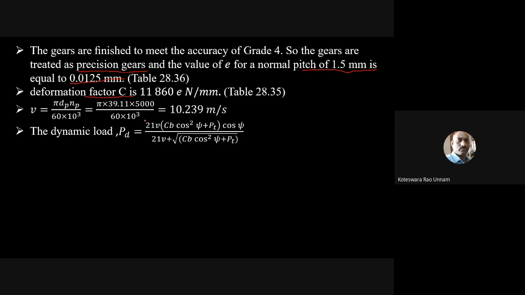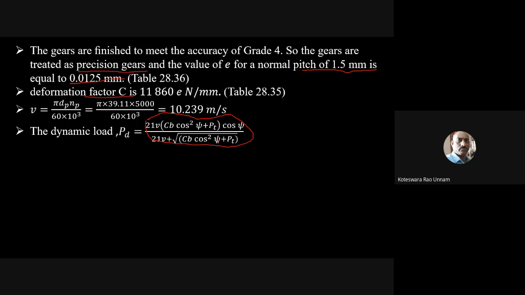This is the formula for calculating the dynamic load for a helical gear. You have cos square psi here and cos psi here, also cos square psi. These are the additional terms you need to include compared to a spur gear. Of course, this formula is there in the data book, or in the material shared by me. If you refer to that, you can clearly see it.